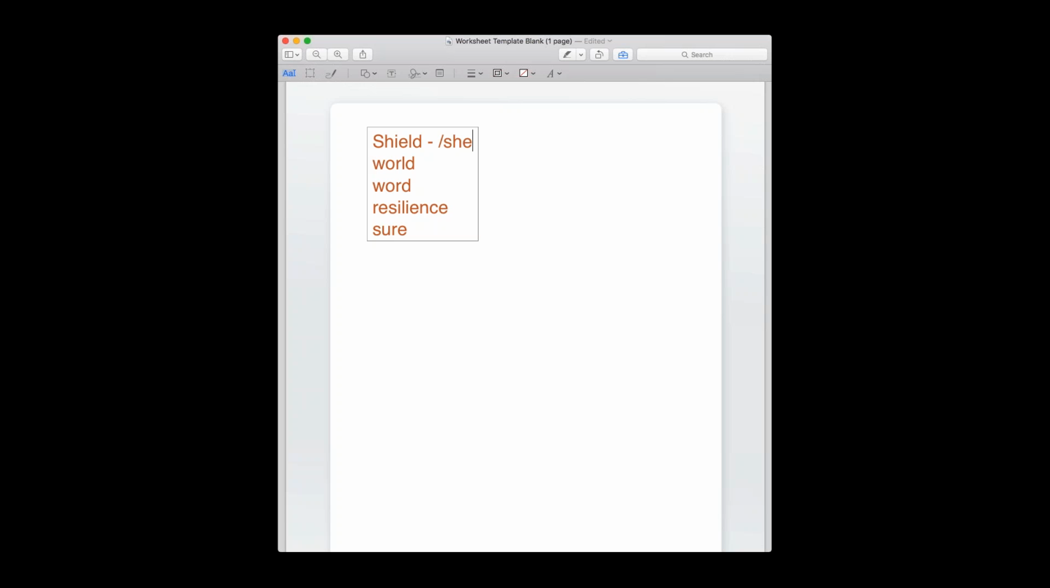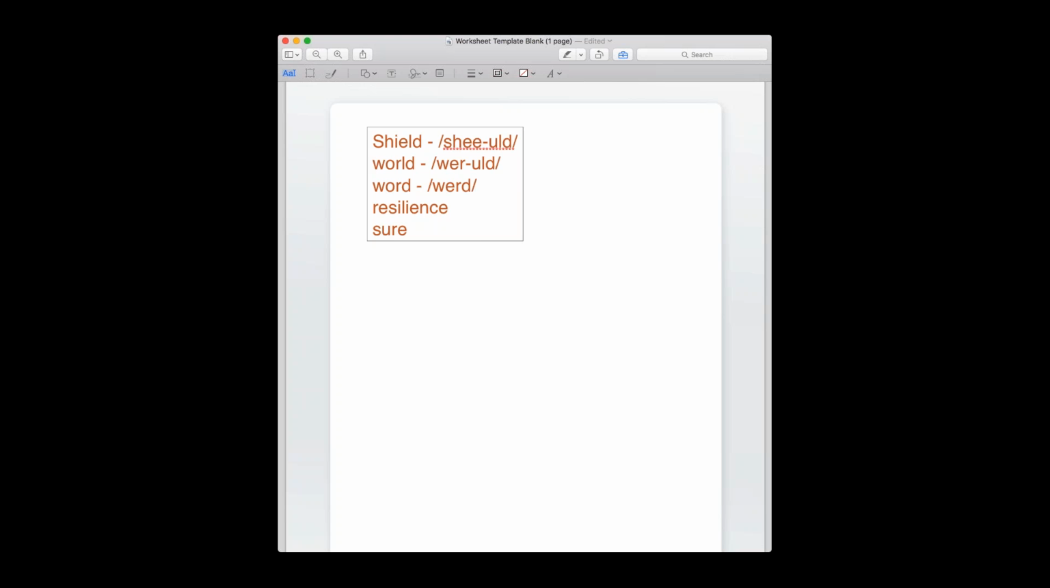Shield. Say that for me. Shield. So there's kind of that dark L sound in there. Shield. Good. And then world. Say that for me. Okay, so that's a very common one, so everyone needs to pay attention to this one. Very common one to have a hard time with that dark L.